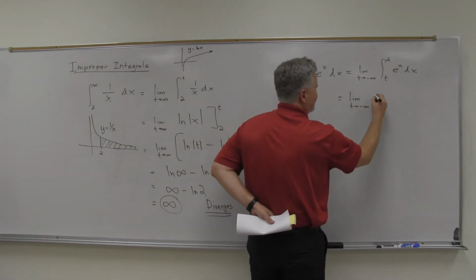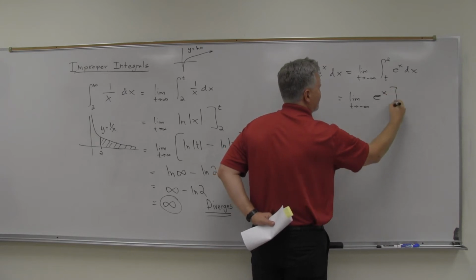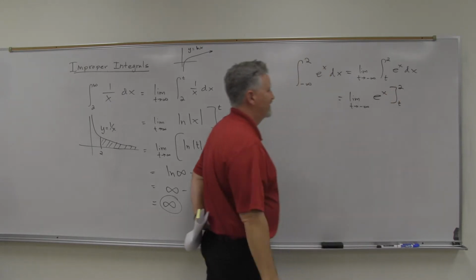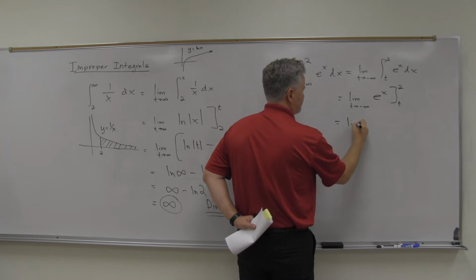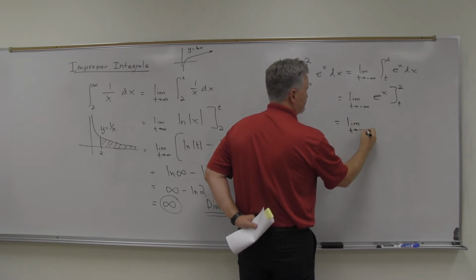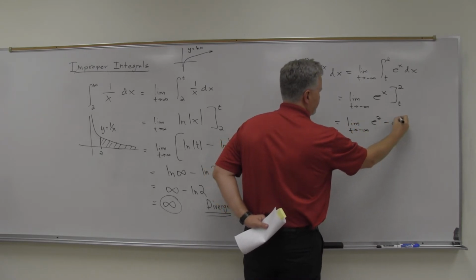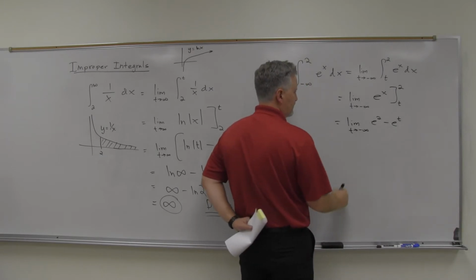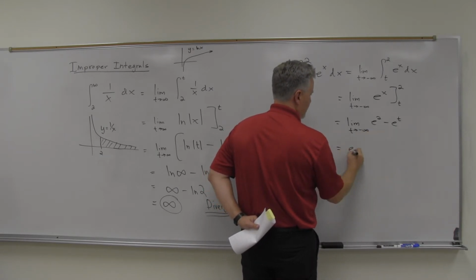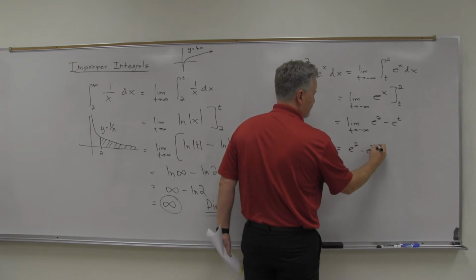So it's e to the x dx. E to the 2, so that's e squared, minus e to the t. So t is going to negative infinity, so we've got e squared minus e to the negative infinity.